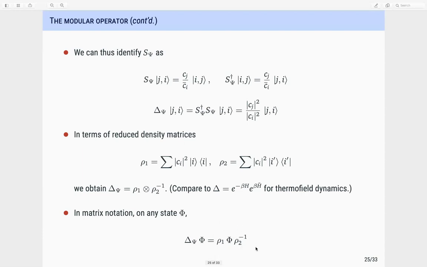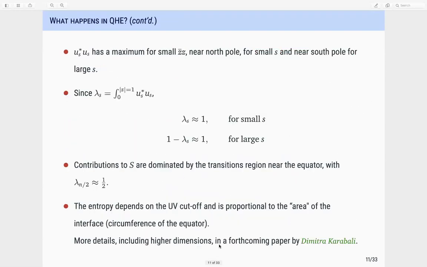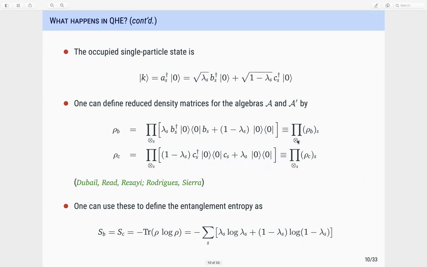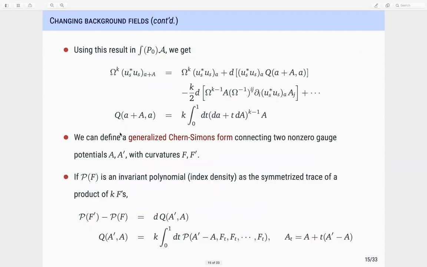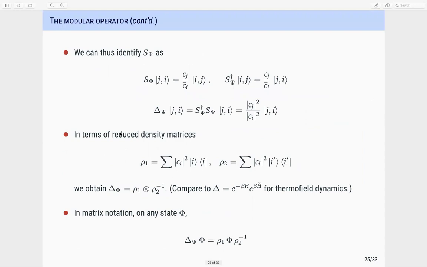But once I have this, we already have the reduced density matrices we talked about some time back. Here, in the Hall effect, I talked about reduced density matrices by tracing over things in the southern hemisphere and tracing over things in the northern hemisphere and so on. So I can calculate, therefore, what delta is from here.